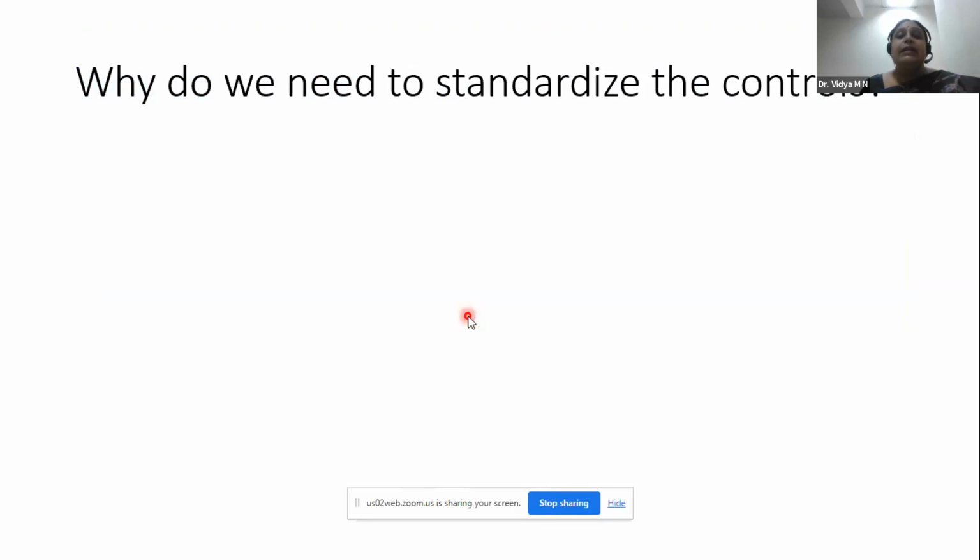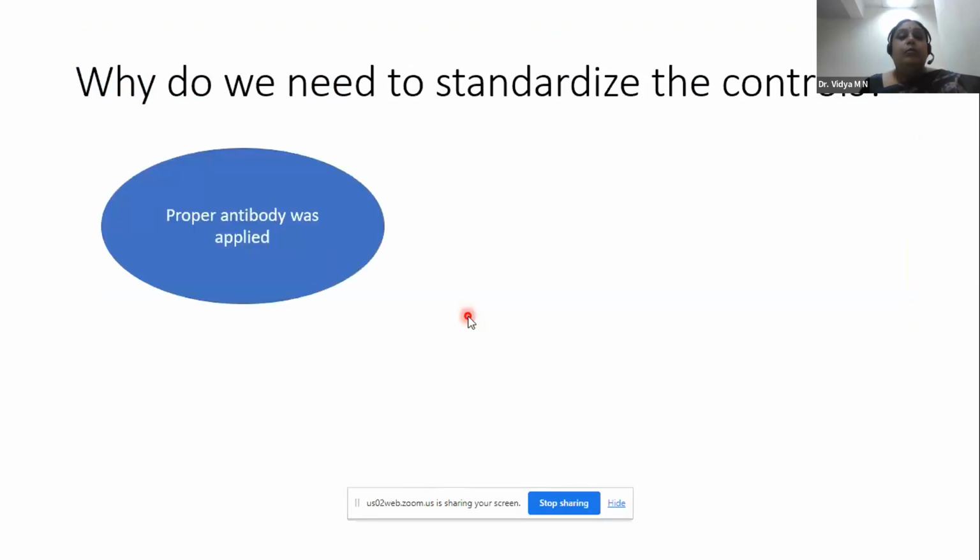Why do we need to standardize the controls? I said failure of the program itself is one point. Now, we need to know whether the proper antibody was applied or not. Look here, this is a case of a neural tumor, and if you're doing a SOX10, you need to take the appropriate control. You cannot take a fibroid for SOX10 to be expressed. Please remember that. So you need to know that the proper antibody was applied.